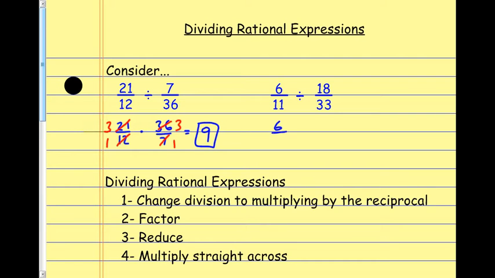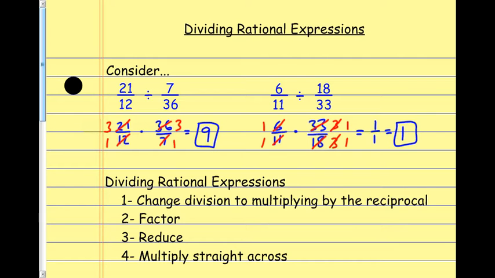Same thing with this one. Remember, dividing by a fraction is the same as multiplying by the reciprocal. And now from here, I do any kind of reducing that I can. This reduces to a 1 and a 3. This reduces to a 3 and a 1. Even here, the 3 over 3, I can reduce to 1 over 1. And so what happens here, I've got 1 times 1, which is 1. So I get 1 over 1, which is 1.